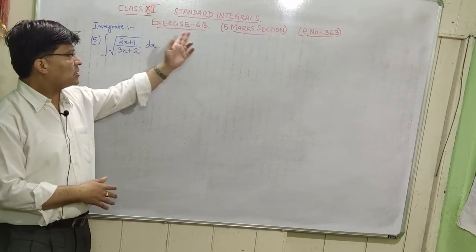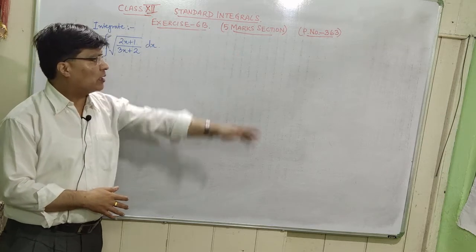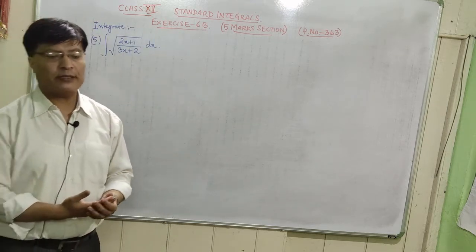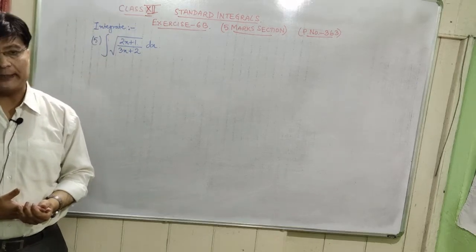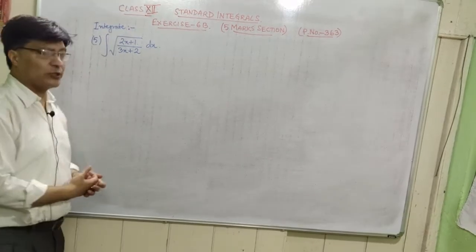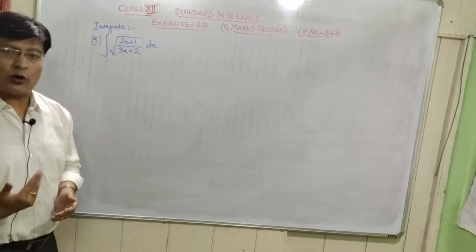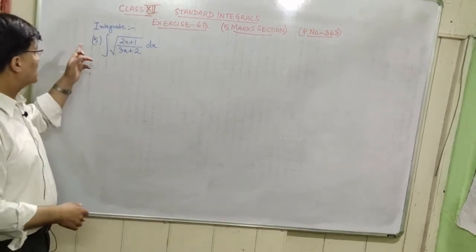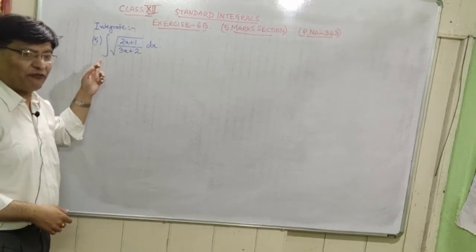Same exercise 6b 5 mark section from page number 363 from the book Higher Mathematics for class 12 by SND. So let's start this question number 5. In the last online class we did question number 4. So let us evaluate this integration number 5.